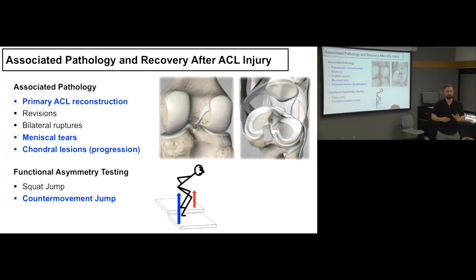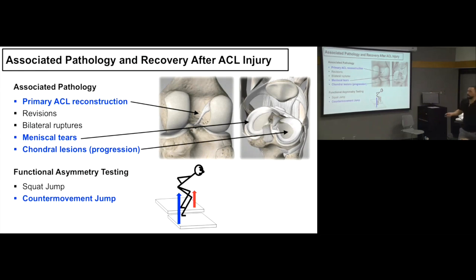There's quite a bit of data that I could talk about here, but in the spirit of keeping this in time with the seminar, what I'm going to focus on is the pattern of injury at the time of primary ACL reconstruction. So what occurred at that time. We also looked at revisions and bilateral ruptures, which I'm not going to touch upon in this presentation. We're going to look at meniscal tears, particularly whether it was the medial or lateral meniscus that was injured, and then the type of tear. It could be a complex tear, a radial tear, a peripheral tear. This is how the surgeons classify meniscal injuries.